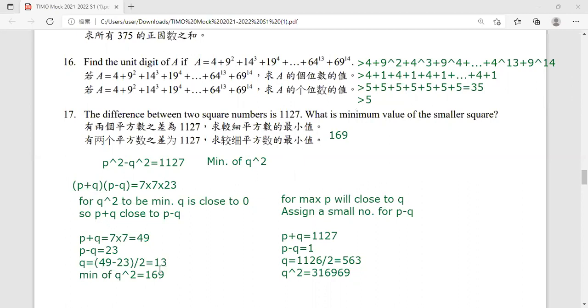Someone asked me why Q is equal to 13. Actually, you just solve these two equations again. How can I find Q? I eliminate the P. You just add them all up together, or you just subtract the P, and that will be 2Q. Then we will find that 2Q will be equal to 49 minus 23.